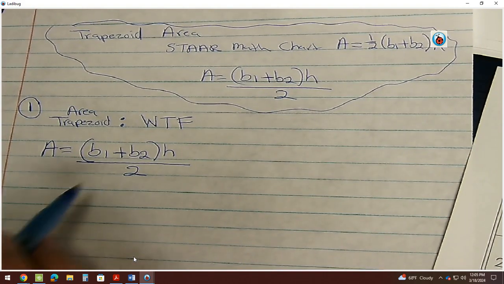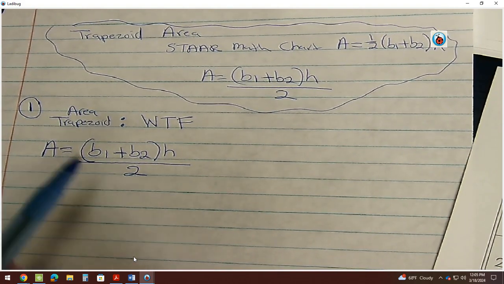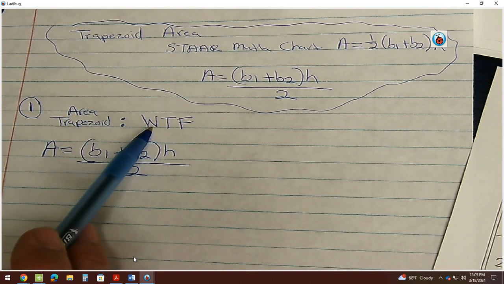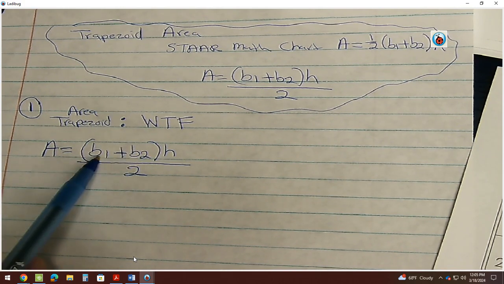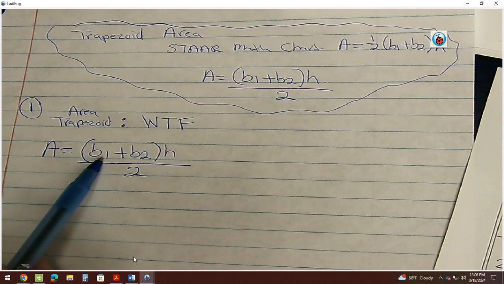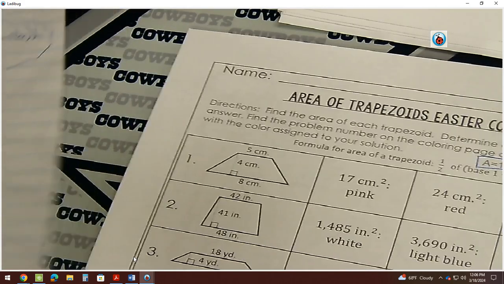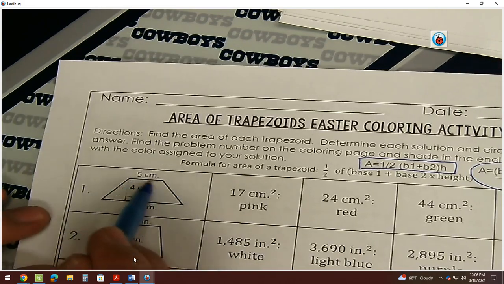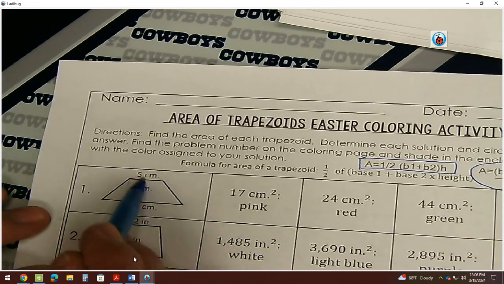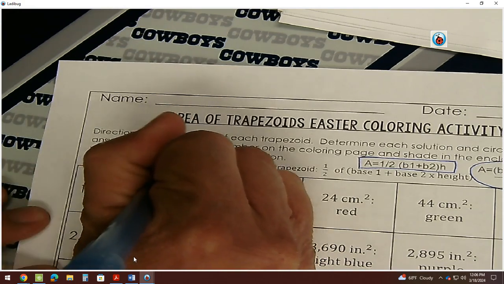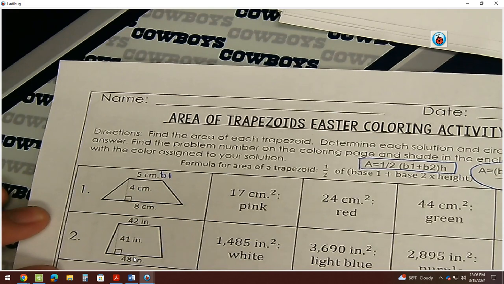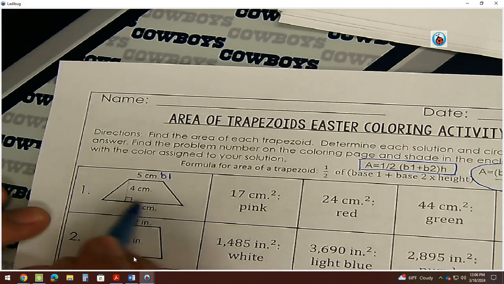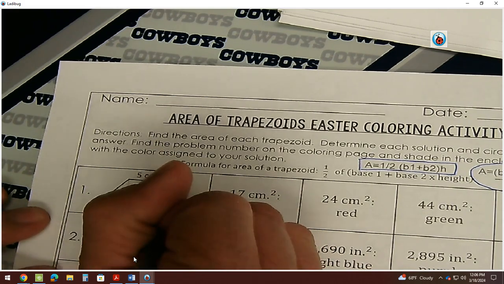Questions? So this is the one that I want you to use. Step 1, write the formula. Questions with that? No. Step 2, change the letters, substitute the letters for numbers. So I'm going to get some numbers from here. The smaller side of a trapezoid, these are the parallel ones, right? The smaller one is called base 1, so go ahead and put B1. The largest side that is parallel to base 1 is base 2.